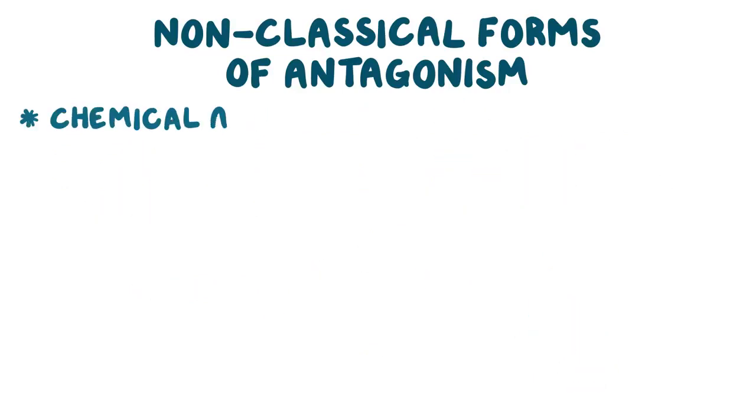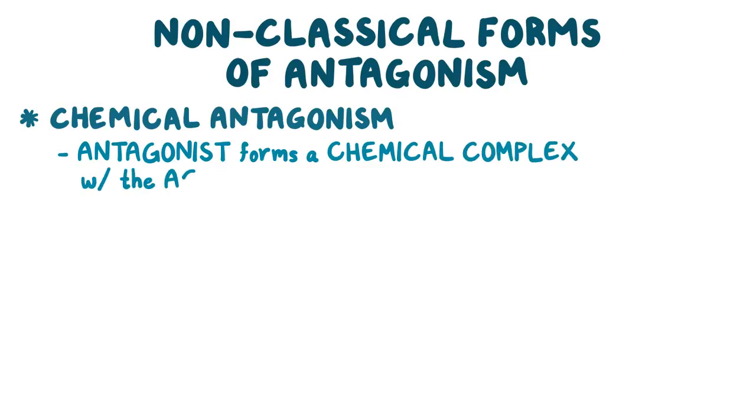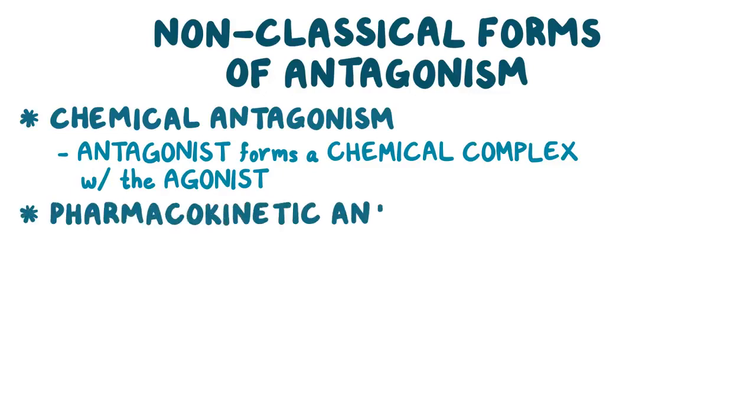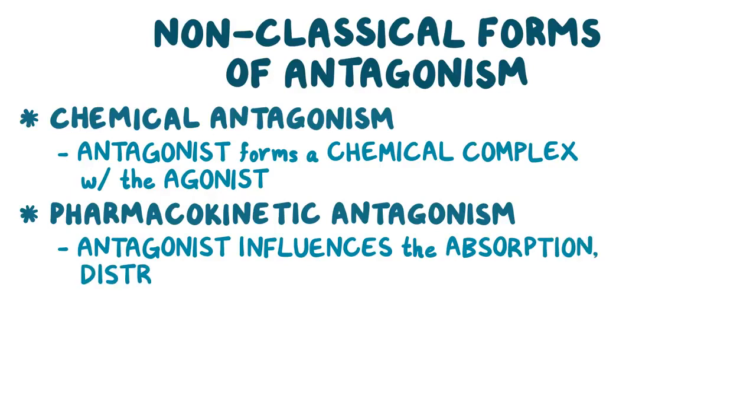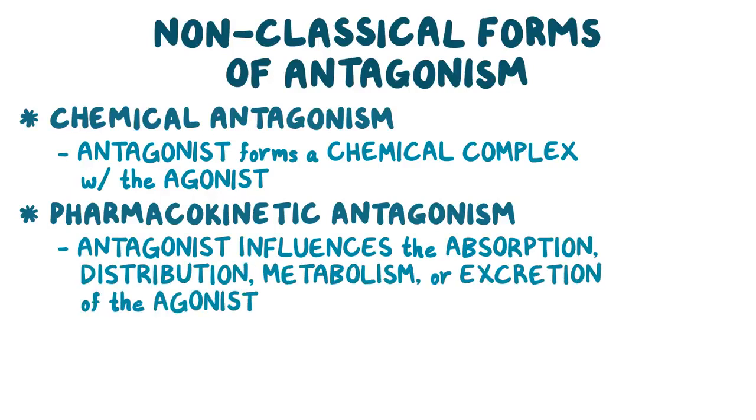Likewise, there's chemical antagonism, where the antagonist forms a chemical complex with the agonist, reducing the agonist concentration. Finally, there's pharmacokinetic antagonism, where the antagonist influences the absorption, distribution, metabolism, or excretion of the agonist.